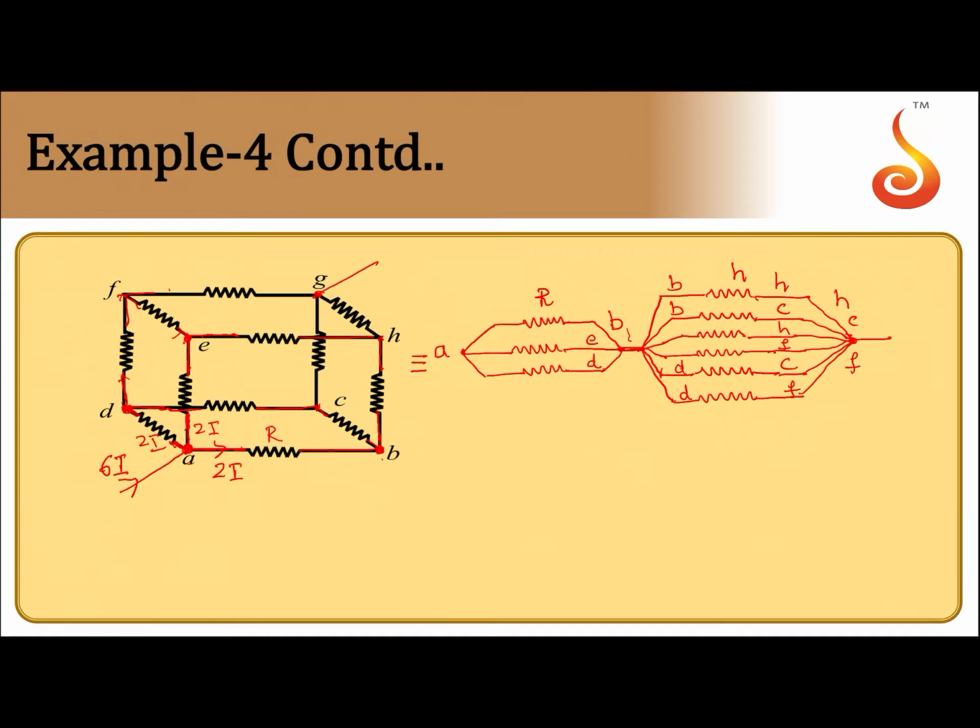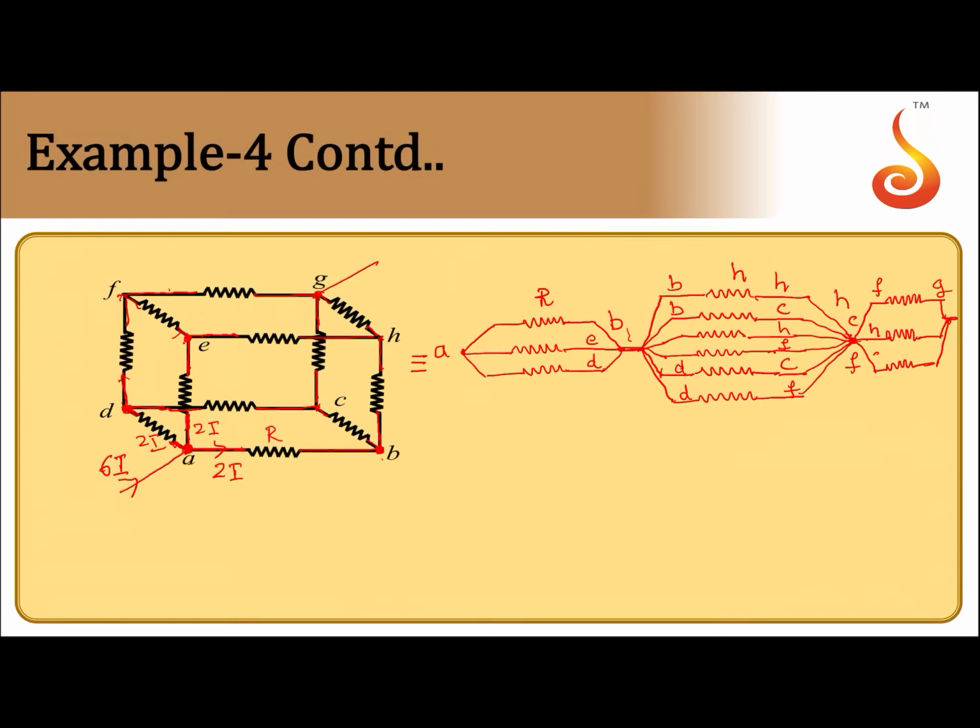Now, from F, one resistor goes to G. Then from H one resistor goes to G, and from C, one resistor goes to G. All the three are shorted at G. So, this will be the equivalent circuit, this is point G.